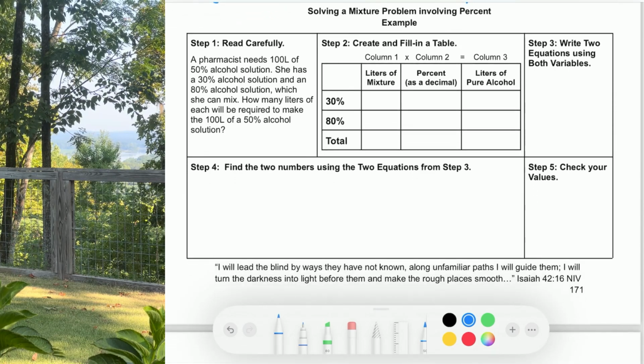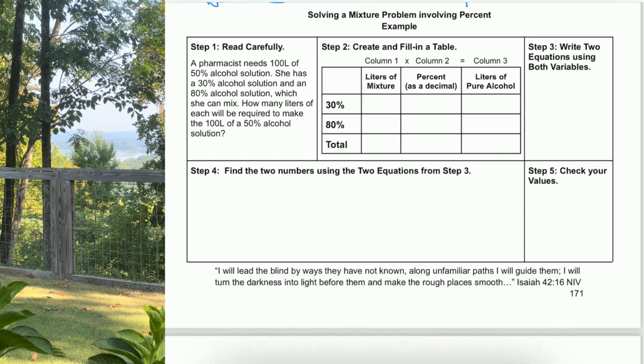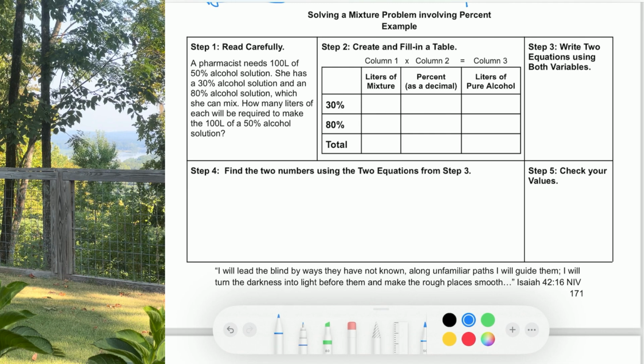All right, what about solving a mixture problem involving percent? We're going to follow the same steps as far as read carefully, fill in our table, write our equations, use either substitution or elimination to find our values, and then check your answer. But let's see how we fill in our table, all right?